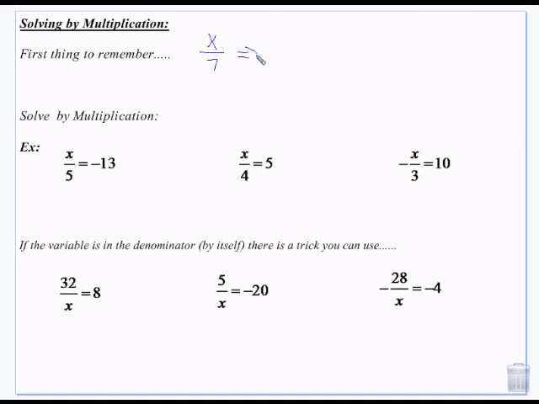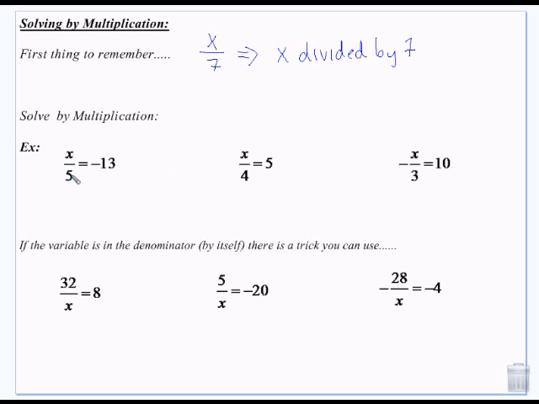This equals x divided by 7. This is not a fraction. This is division. Okay? It's kind of both. It's x sevenths, but it's also x divided by 7. Fractions are division. So whenever you see this now, I want you to go, this is x divided by 5, x divided by 4. I don't want you to think of it as a fraction. I want you to think of it as division.